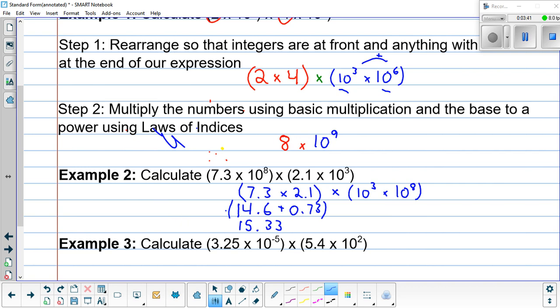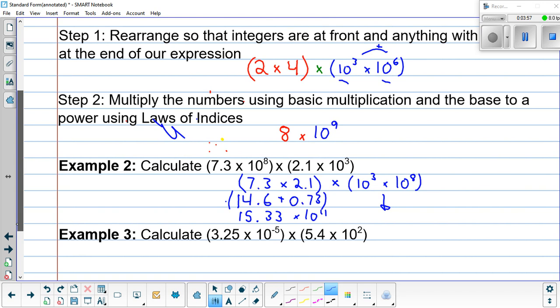And then for here, we're just going to get times 10 to the 11, right? Because we're just adding our indices. That's the nice thing about standard form. They're always times 10 to the something. So we always know that we're just going to add our indices. So that's why I said the multiplication ones are really easy, because it's just adding indices and multiplying decimals.